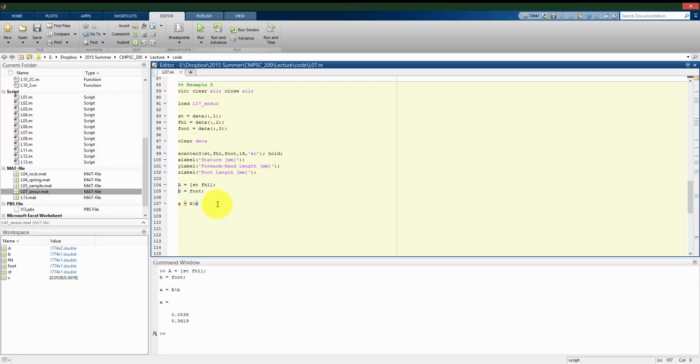But this isn't a very good estimation here. I can make it better by also adding a constant term. So in this A matrix, I have my stature data, my forearm hand length data, and now I also want a column just of ones. This will represent the constant term that I'm going to be adding. It needs to be the same length as either stature or forearm hand length. It doesn't really matter.